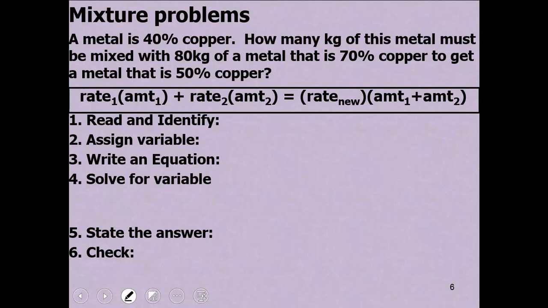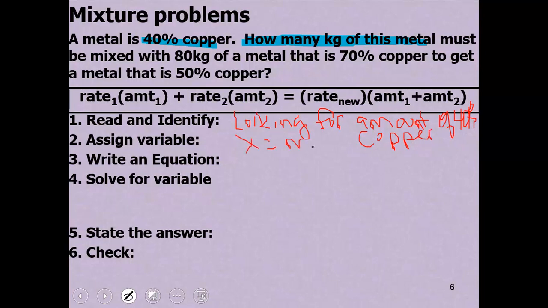All right, a metal is 40% copper. We're looking for how much of this metal. So I'm looking for the amount of 40% copper. Okay? So X is equal to that metal. I'm going to write an equation. I'm going to have 40%. I have to write that as a decimal.